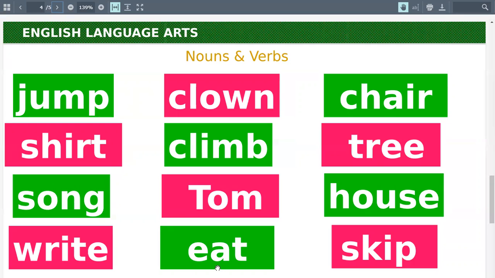If you said verb, you are correct. Chair. If you said noun, you are correct. Tree. If you said noun, you are correct. House. If you said noun, you are correct. And skip. If you said verb, you are correct. Give yourself a pat on the back because you are working hard.